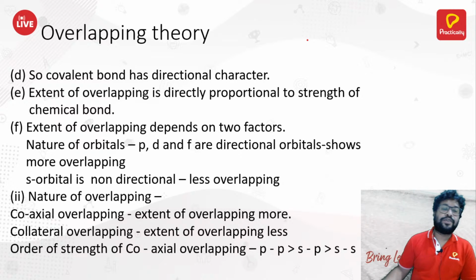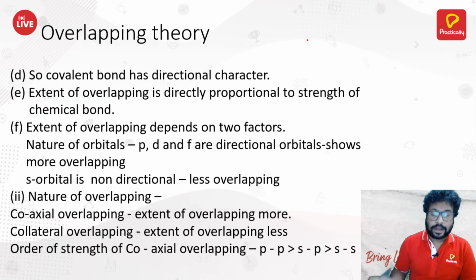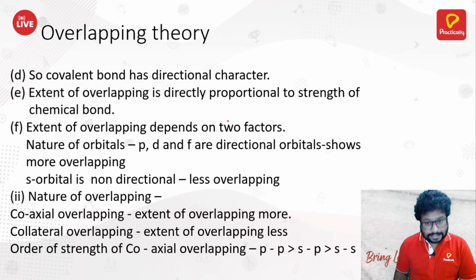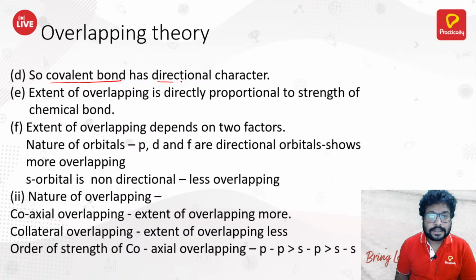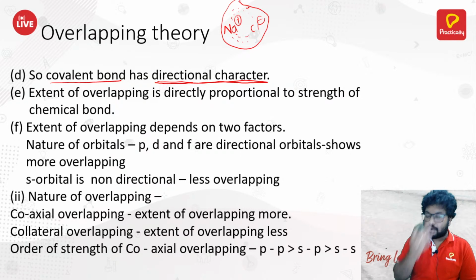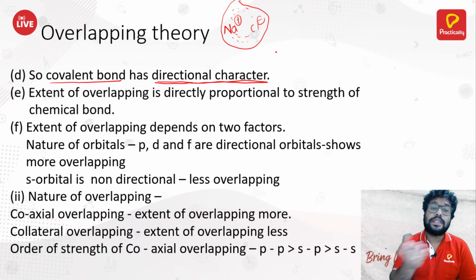So the overlapping theory continues. As I was saying, the orbital comes from that direction where overlapping is maximum. Secondly, since it comes in that way, a covalent bond always has a directional character. Your ionic bond will never have a directional character. Why? Because in an ionic bond, this is Na plus, Cl minus, and this charge is spread over the entire NaCl. So you can't give a direction to it. But a covalent bond has a direction, as we had seen with the overlap.